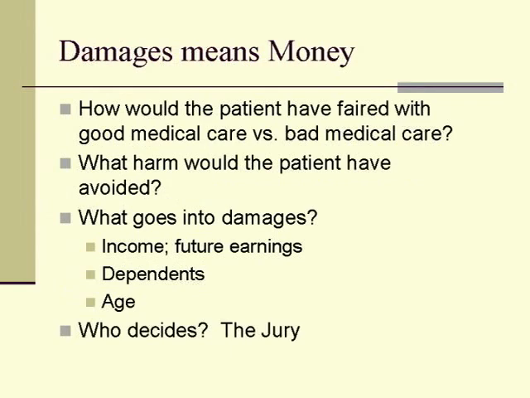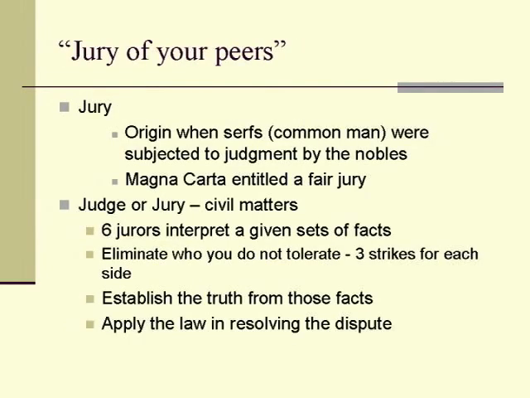It means money. And the question that the jury will ask is, how would the patient have fared with what would be good standard medical care versus bad standard medical care? What harm could the patient have avoided? And what basically goes into the decision of what damages are. Oftentimes, of course, it's the income of the patient, future earning potential, the number of dependents, the age of the patient, and who decides. Well, it is the jury that will decide damages if it is brought before a court.